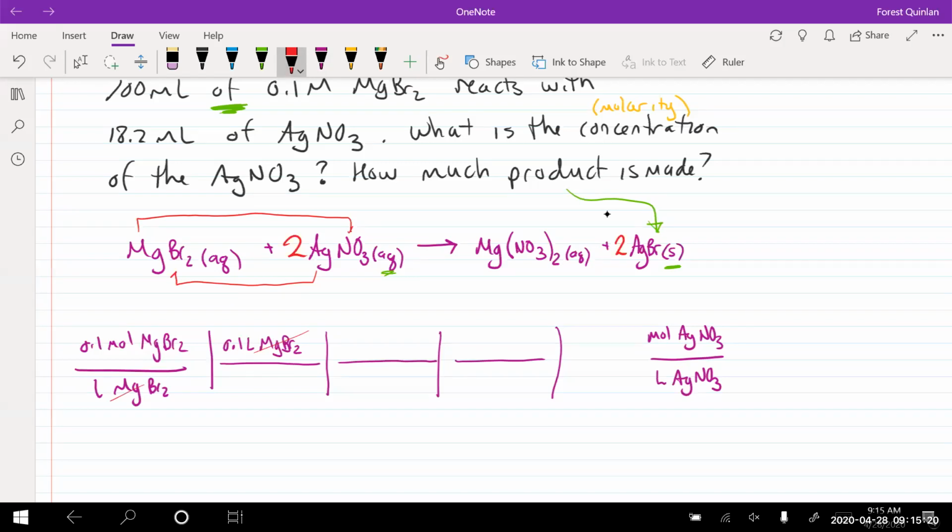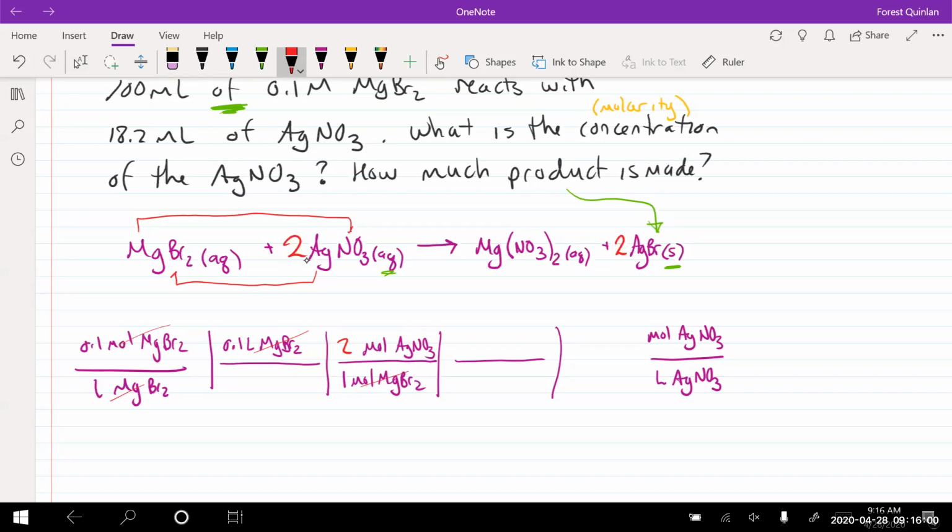Notice that I've now taken my molarity and turned it just into moles. So I went from molarity to mole. Now I'm going to go from mole to mole. And that's where the balanced equation comes in. We look up here, we have 1 MgBr2 to 2 silver nitrate. So we have 1 mole of MgBr2 to every 2 moles AgNO3. And so now we've gone from molarity to mole.